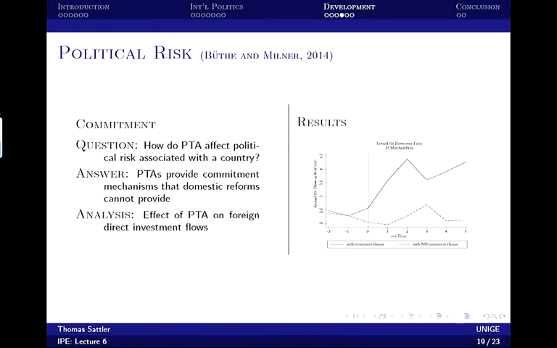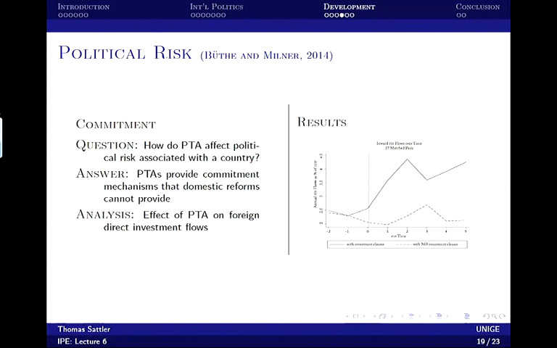So here, time 0 is the year when you sign a preferential trade agreement. So time 0 in South Africa would be 1999. That's when South Africa signed an agreement with the European Union. And you look at the average, what you see here is the average foreign direct investment flow into developing countries before, so 2 years before the agreement, 1 year before the agreement, in the year of the agreement, 1 year after, 2 years after, 3 years after.